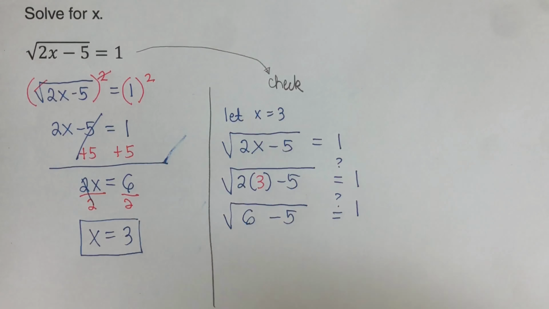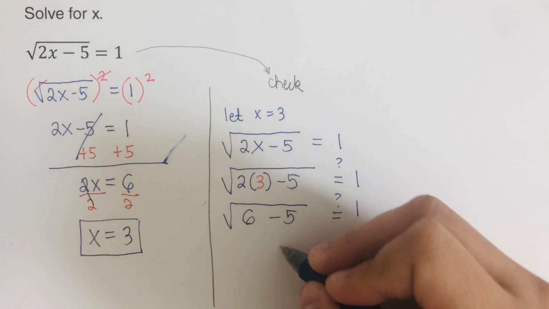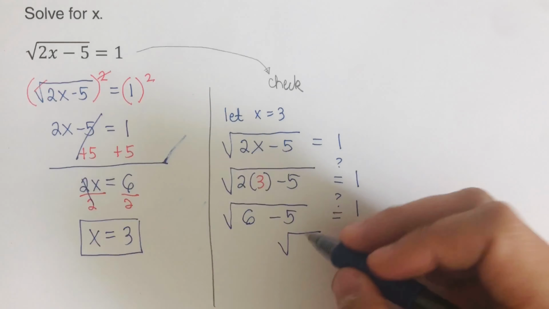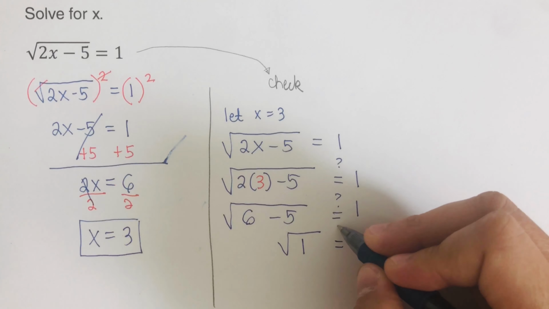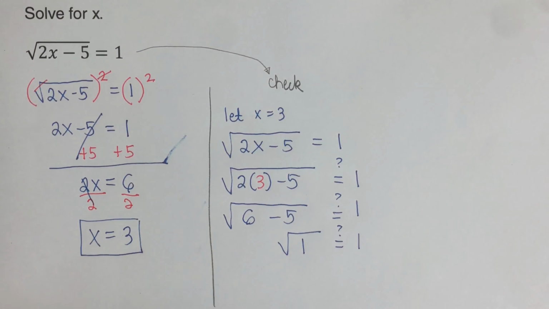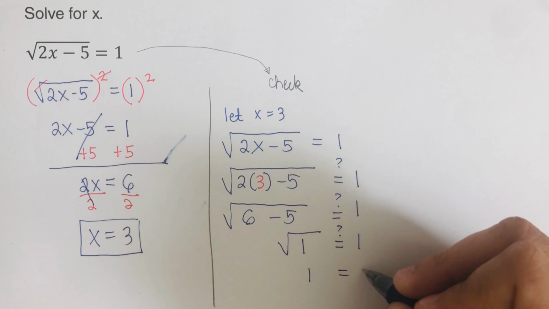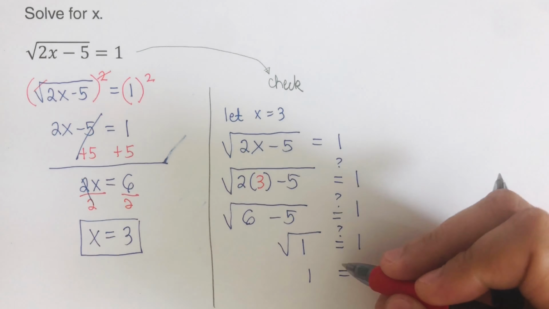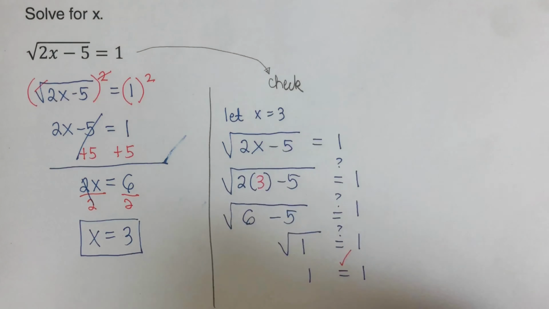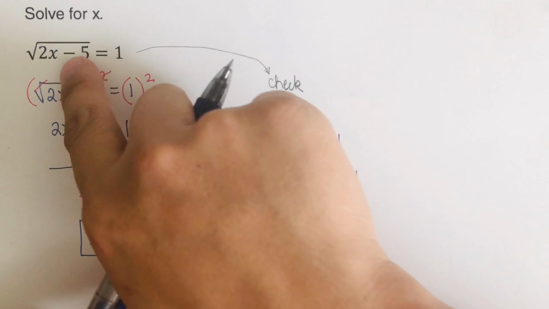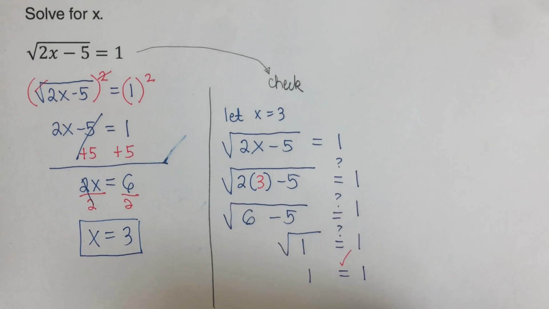So we're not sure of it yet. Then we have the square root of 6 minus 5, which is 1. Is that equal to 1? The square root of 1 is 1, which is equal to 1. So that means 3 is the solution to this equation right there. Did you get the same answer as this?